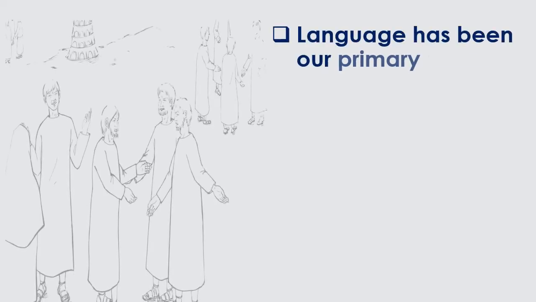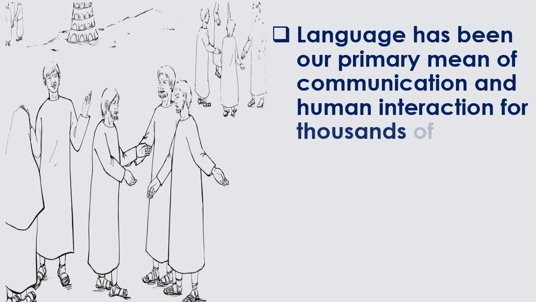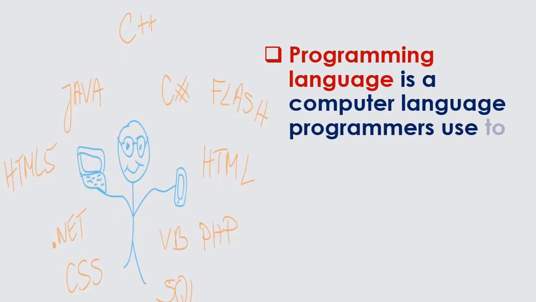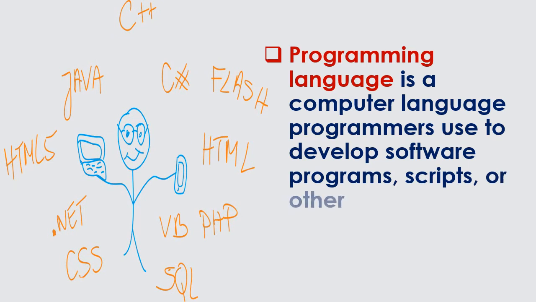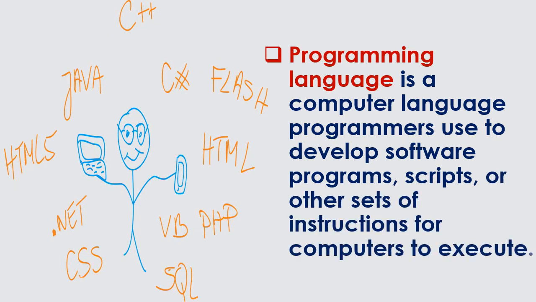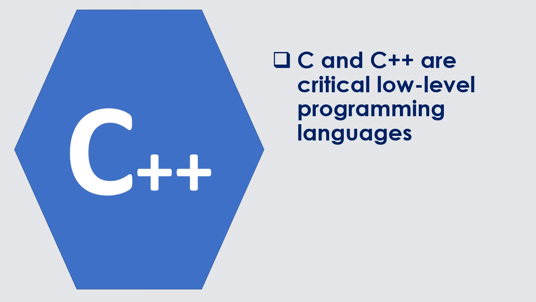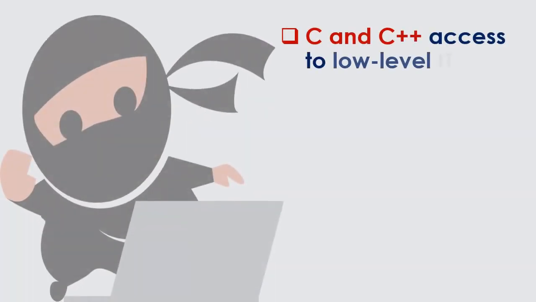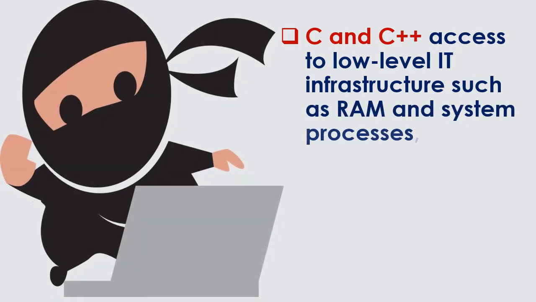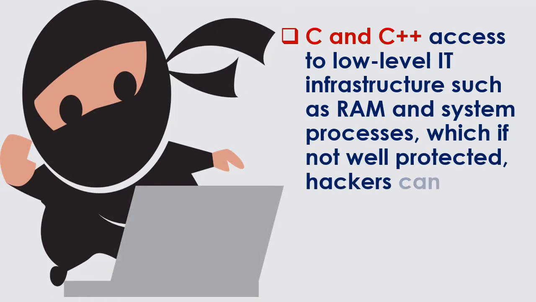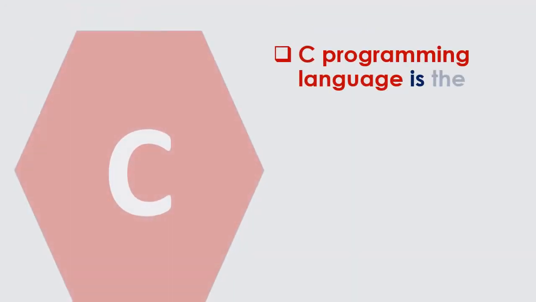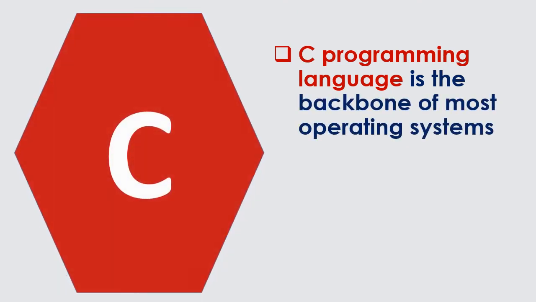Language has been our primary means of communication and human interaction for thousands of years. A programming language is a computer language programmers use to develop software programs, scripts, or other sets of instructions for computers to execute. C and C++ are critical low-level programming languages. C and C++ access low-level IT infrastructure such as RAM and system processes, which, if not well protected, hackers can easily exploit. The C programming language is the backbone of most operating systems.